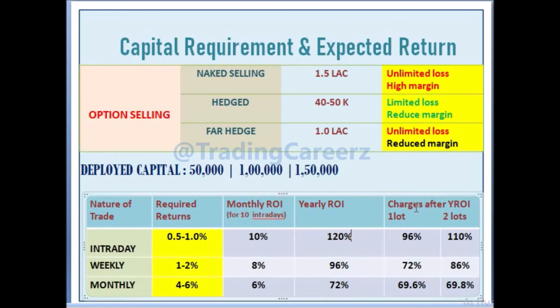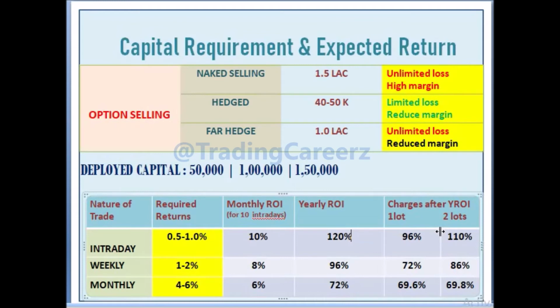Now when going to the charges, if you trade with 1 lot, you will get 96% yearly ROI. I am talking about yearly. With the weekly strategy, you will get 72% returns. Going to a monthly strategy, you will get 69%. But you have to increase this percentage.